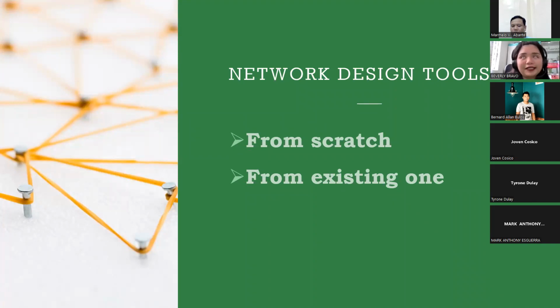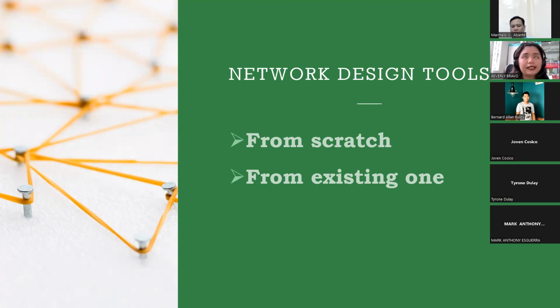As also mentioned earlier by Sir Marmelo, most of the network design is just an upgrade of the existing design. So every organization, whether it's small or large, already has some kind of existing network. So designing from scratch is rarely done.